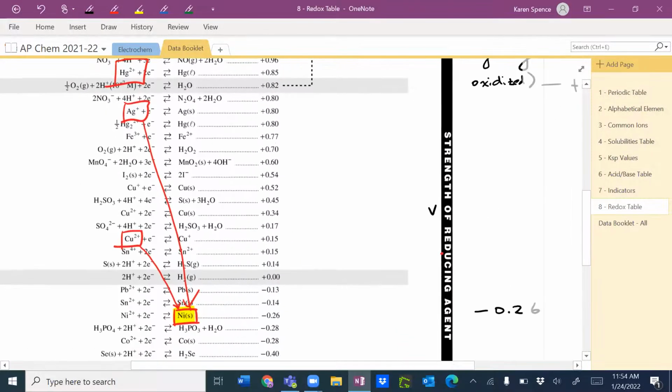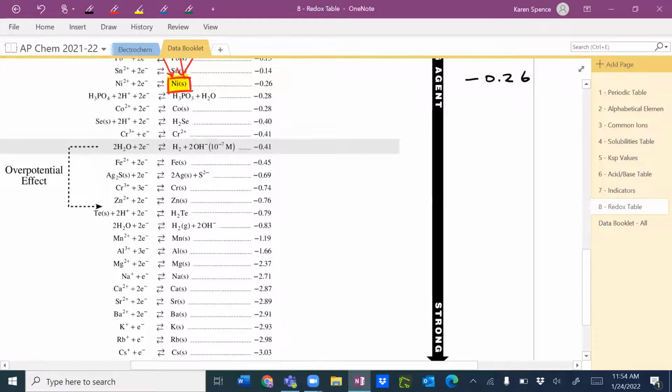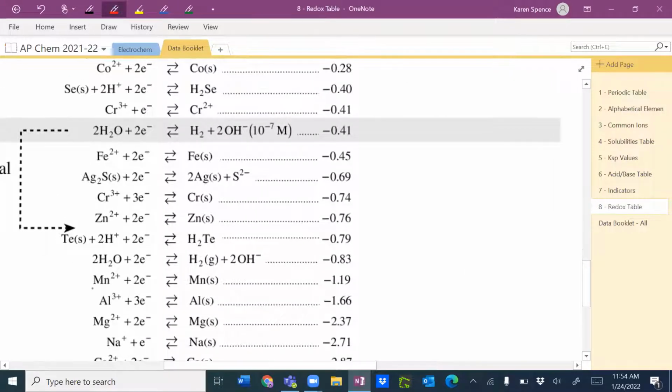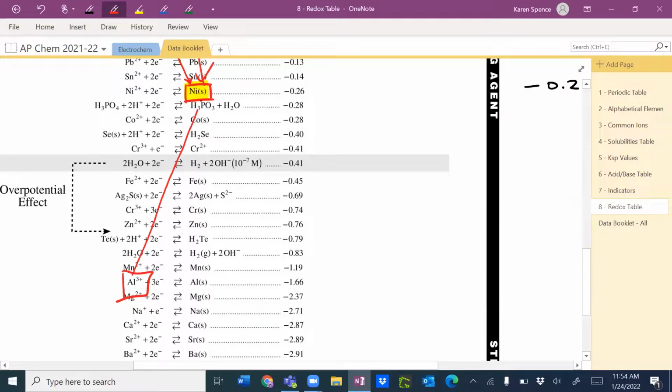Okay, so it is not mercury, it is not Ag+, it is not Cu2+. I'm guessing it's aluminum then. Let's go see, aluminum should be down here somewhere. And indeed it is. There's aluminum. And so that would be a non-spontaneous process. So that's going to be an electrolytic cell.